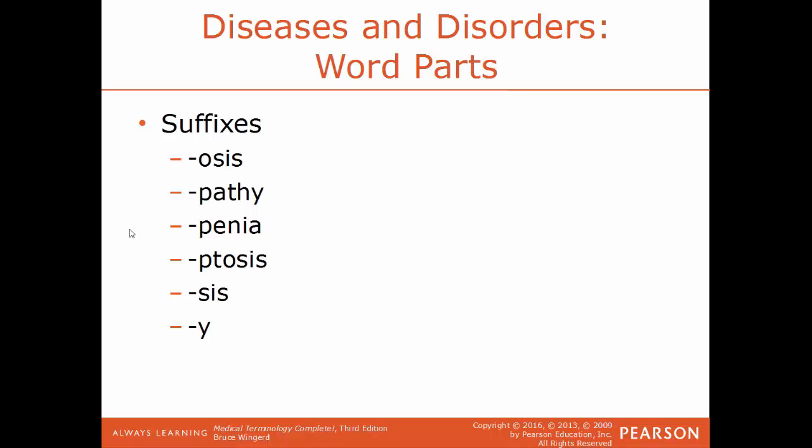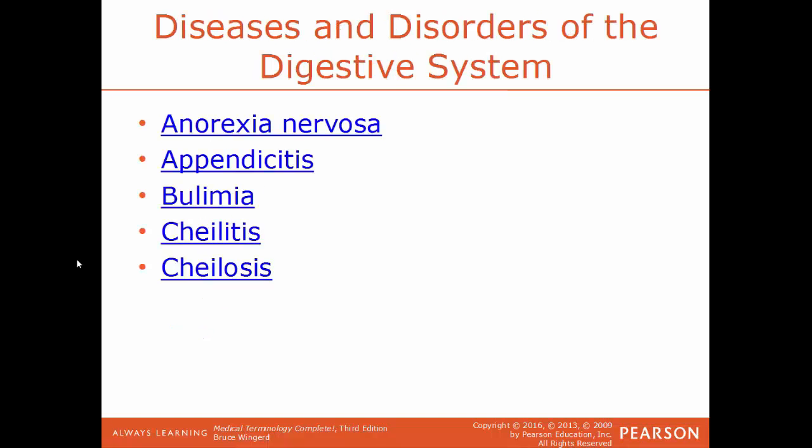Ptosis means a drooping or a sagging. Cis means the state of or a condition. And the suffix y means a process or a condition. Alright, now we'll talk about some specific diseases and disorders of the system.